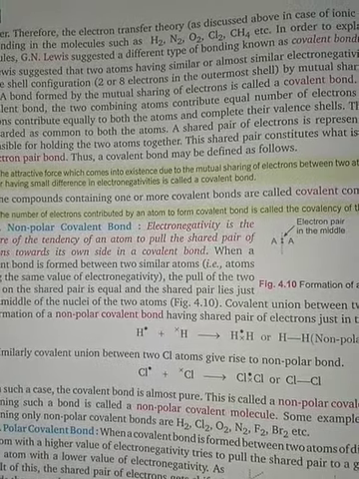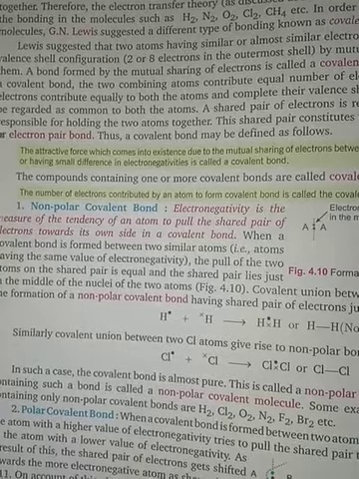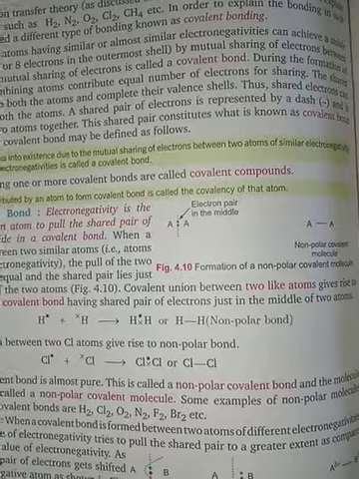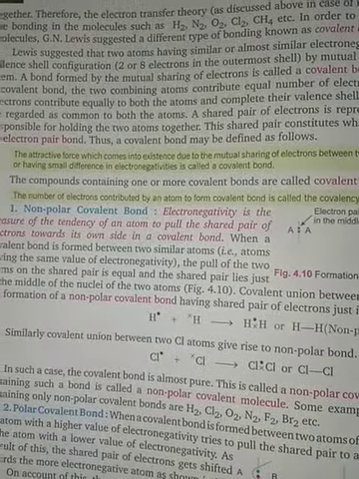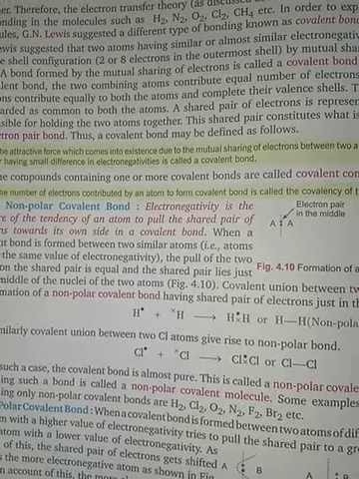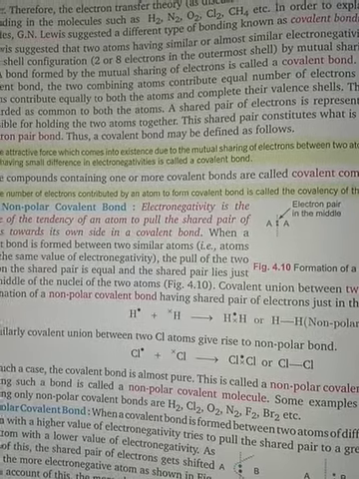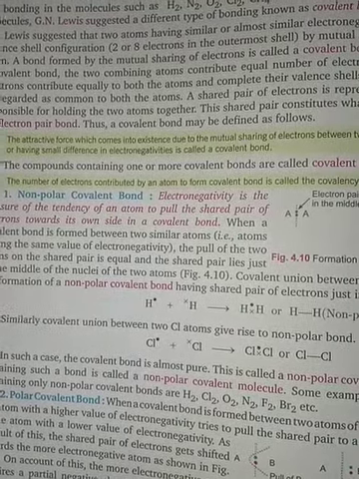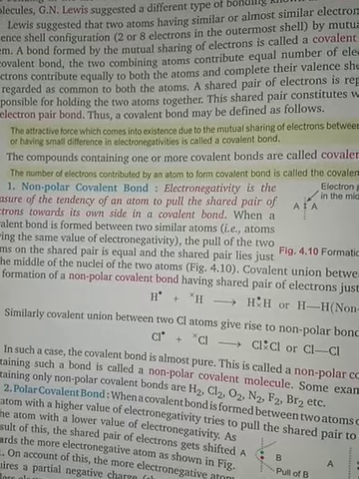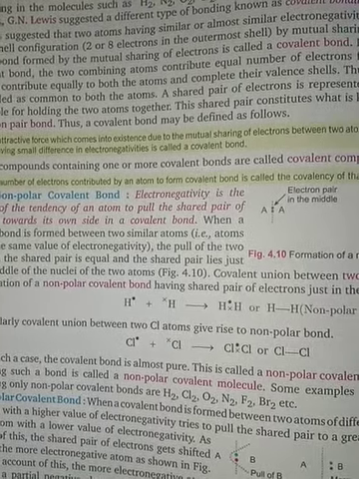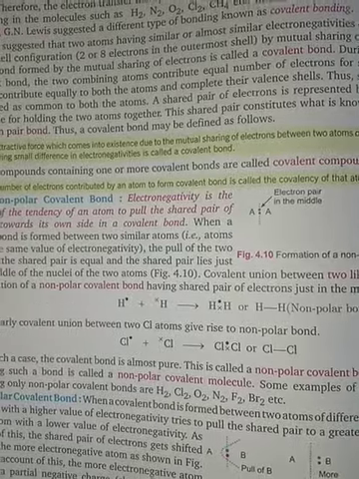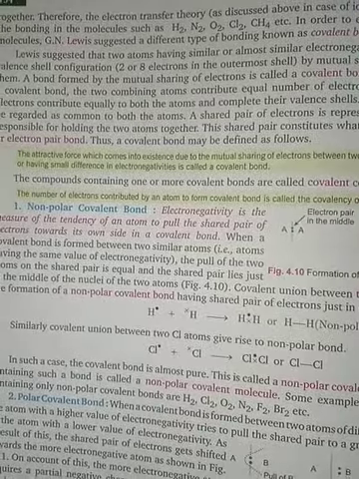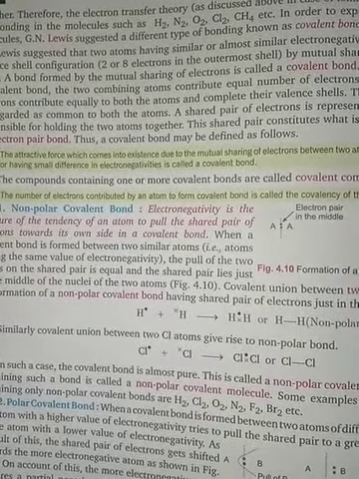Thus, a covalent bond may be defined as follows. The attractive force which comes into existence due to the mutual sharing of electrons between two atoms of similar electronegativity or having a small difference in electronegativities is a covalent bond. So this is the definition of covalent bond. Now, the number of electrons contributed by an atom to form a covalent bond is called the valency of that atom. It is also important. There are two types of covalent bond, non-polar and polar. First we read about the non-polar covalent bond.